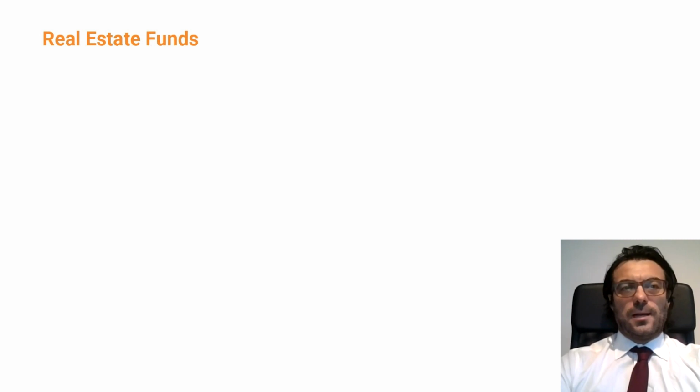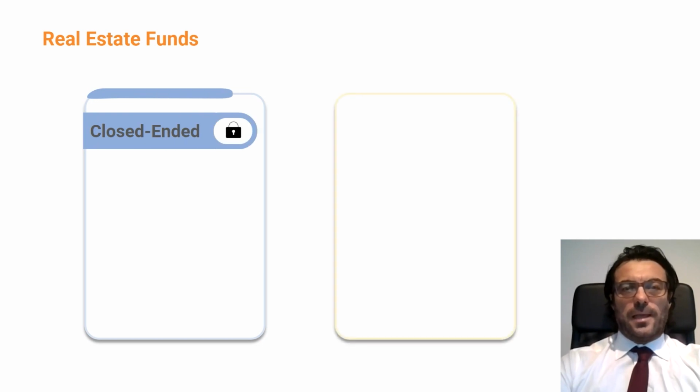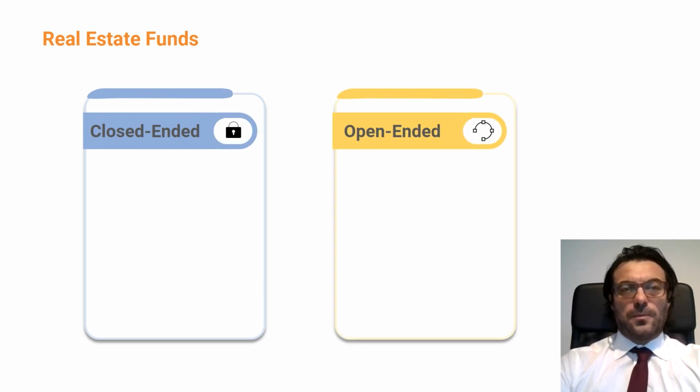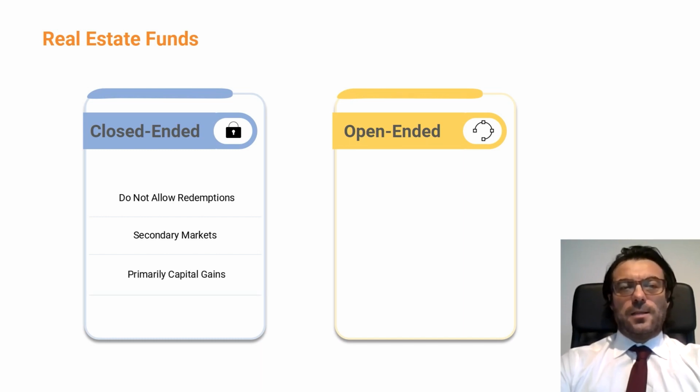Now, there are two types of real estate funds: closed-ended funds and open-ended funds. Today, we will talk about the closed-ended funds. The closed-ended funds do not allow redemptions for a certain period of time, but they can be liquidated on a secondary market. Primarily, they focus on generating capital gains, and they pursue high-risk strategies.